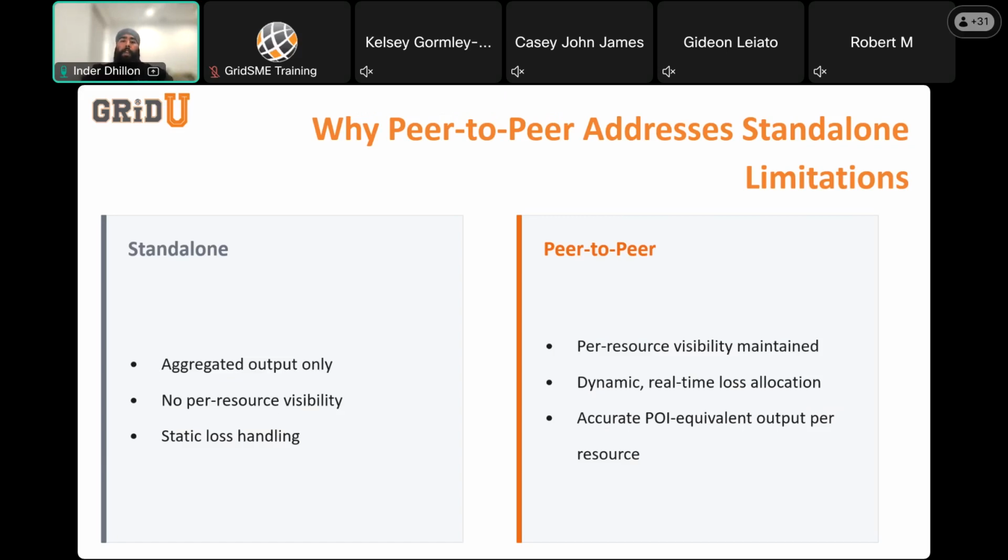And this is why for hybrid and multiple resources, we would typically do peer-to-peer, not because standalone is technically wrong, but because it simply doesn't provide the data that multi-resource sites require for settlement.